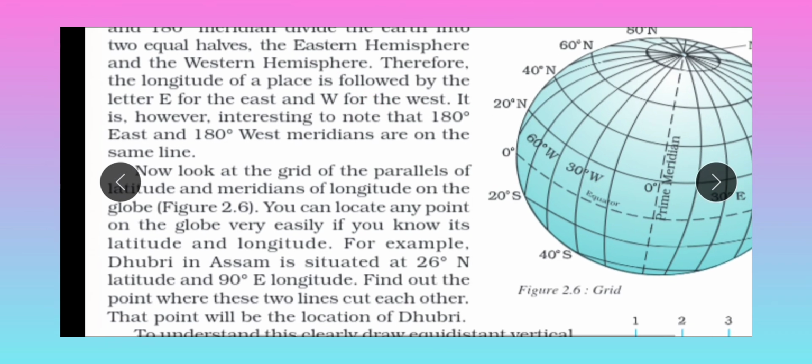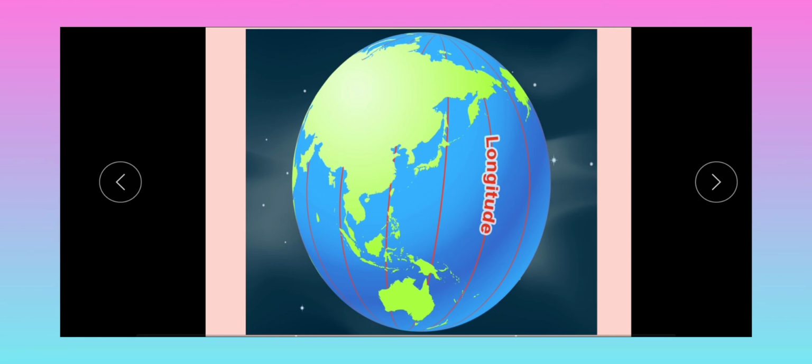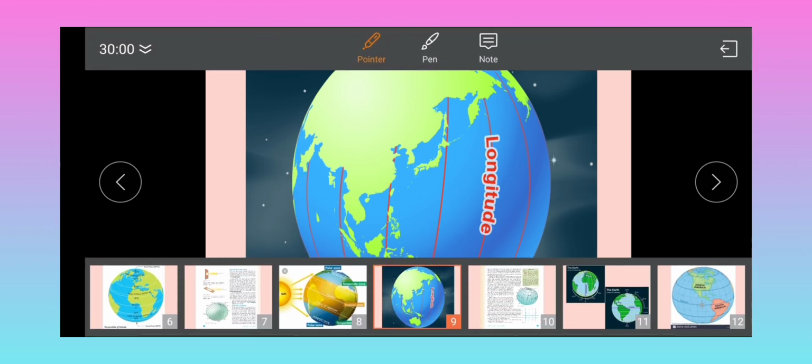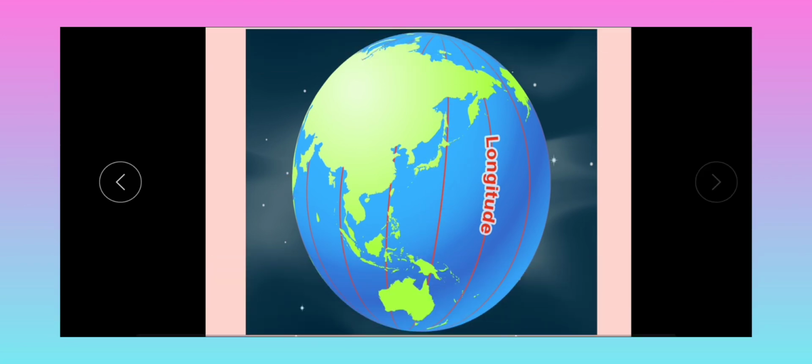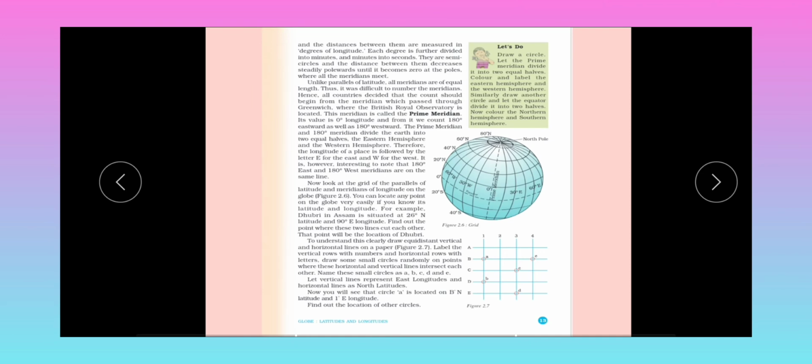It is however interesting to note that the 180 degree east and 180 degree west meridians are the same line. So the major line is called the prime meridian, and on both sides, the west side and the east side, there are parallel meridian lines up to 180 degrees from the prime meridian.